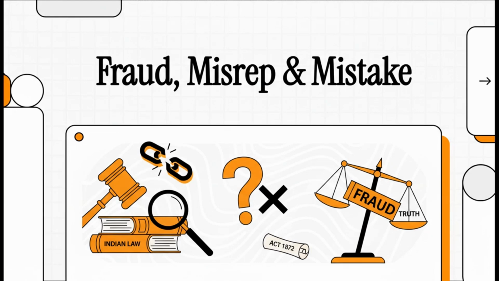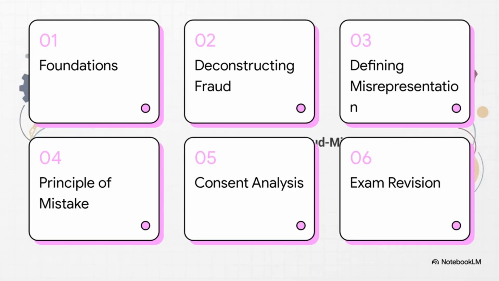Today, we will undertake a detailed examination of fraud, misrepresentation, and mistake. Our focus will be on understanding how these concepts function as vitiating factors of consent under the Indian Contract Act of 1872. Our lecture is structured into 6 distinct sections.